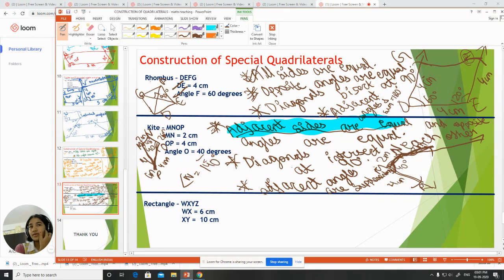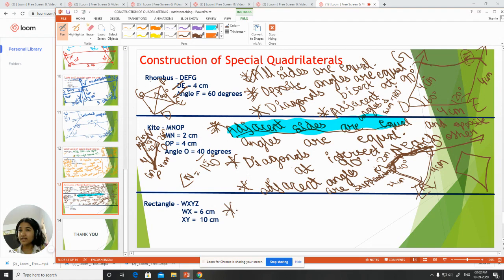Okay, 140 degrees. Then O to P. It's nothing but 4 centimeters. What's the measure of angle O? 40 degrees. With 40 degrees, we'll draw a line. O to P, what's the measurement actually? 4 centimeters. So we got a kite. If you remember the properties, it's quite simple for us to draw it.